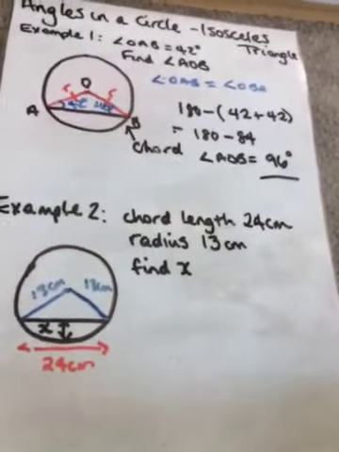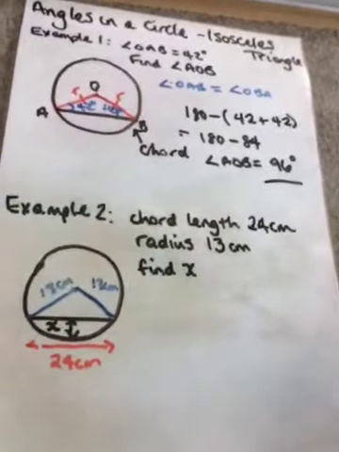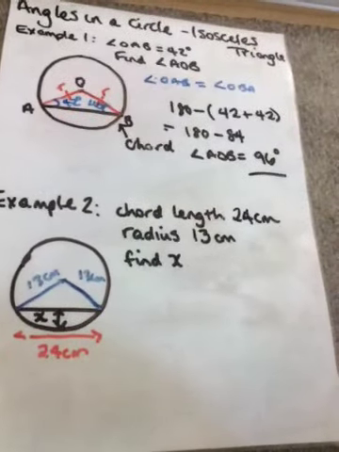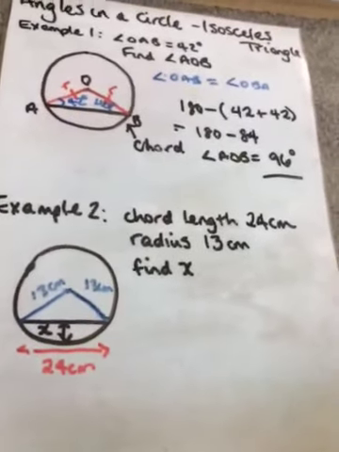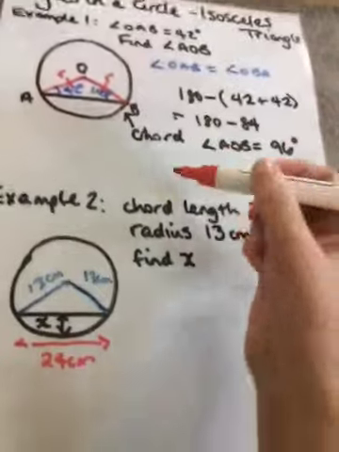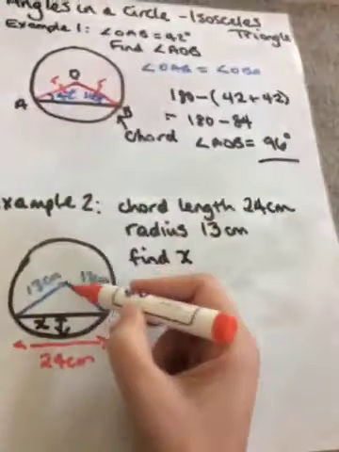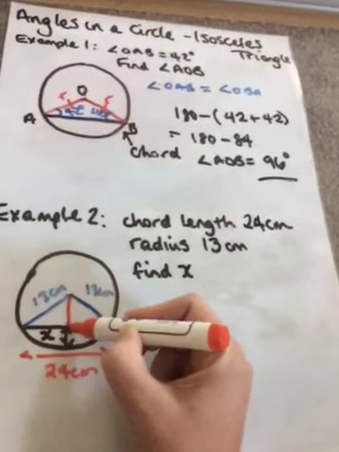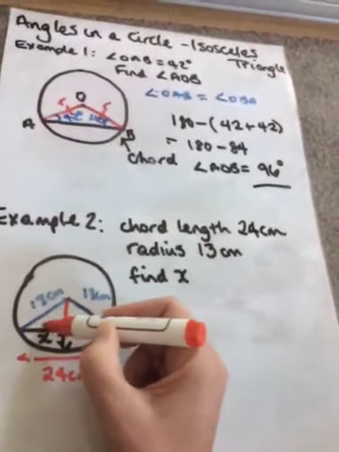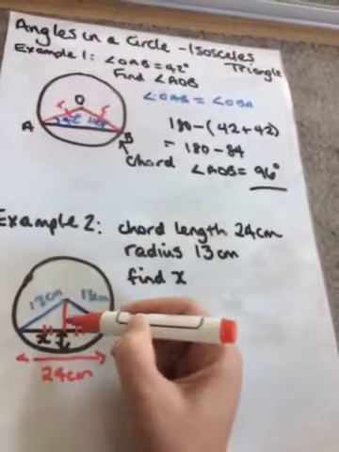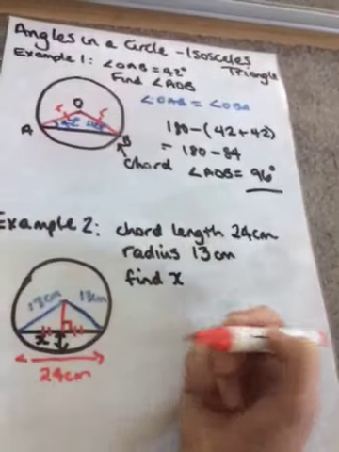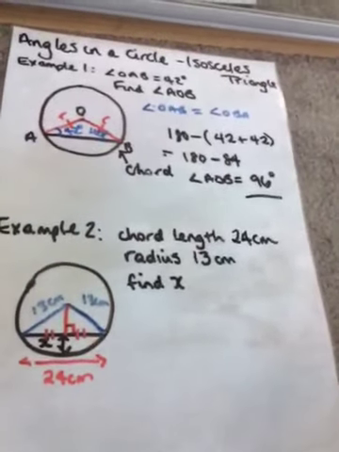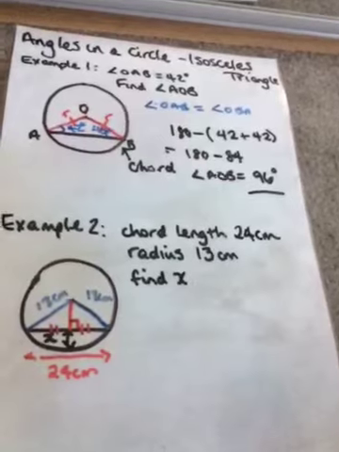Now, we don't have enough information yet to be able to work out what x is. However, there's something called a perpendicular bisector, and a perpendicular bisector is basically a line that goes from the centre and slices the bottom into two equal parts, creating, because it's a perpendicular bisector, a right angle.